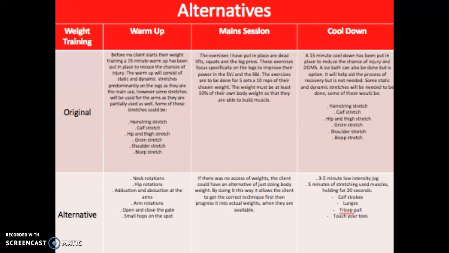This is my alternatives for weight training. This is a weight training session from week 1, I believe, as you can see. However, my alternative for a warm-up stretching are neck rotations, hip rotations, adduction and abduction at the arms, arm rotations, open and close the gate, and small hops on the spot.